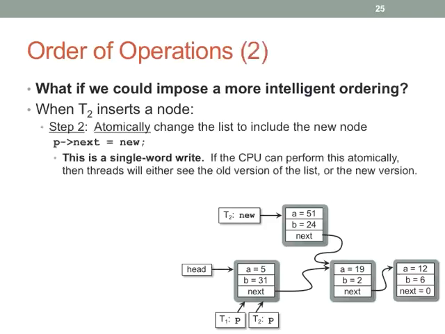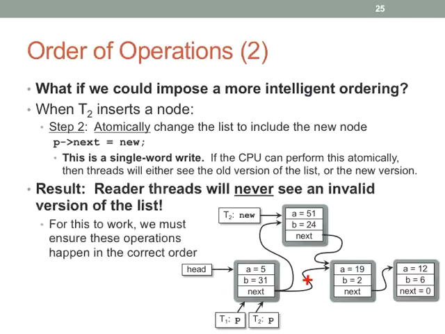So step 2 is that we want to atomically change P arrow next to be new from being what it was before. When we say atomically, we mean that T1 sees it either as the old value or as the new value, obviously not some amalgam, because that would also be horrible. If the CPU can perform that single word write atomically, then threads fall into camps. They either see the old version of the linked list or they see the new version. They can't see some weird mangled version. So that has to be a single atomic operation, and the result is that readers never see an invalid state of the list.